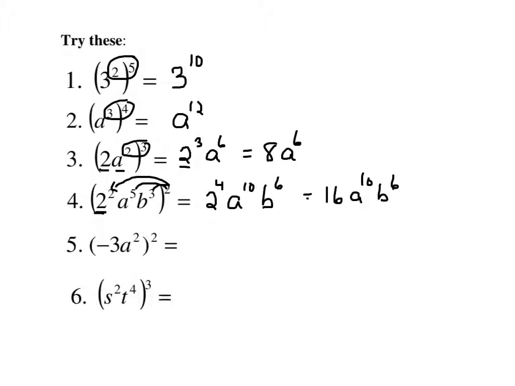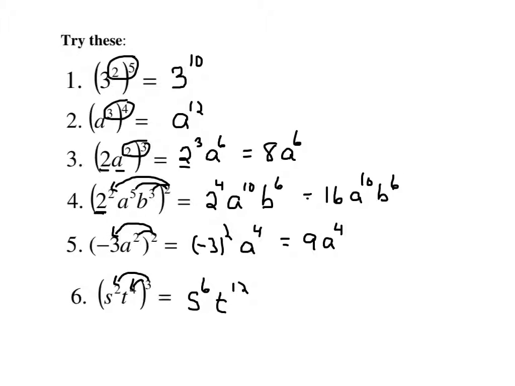Look at number 5. You need to write that down. So you'd get negative 3 squared. So I'm going to apply that exponent to the negative 3. And then I have a, I multiply the 2 times 2, and I get a to the 4th. So I simplify the coefficient. Negative 3 squared is 9, a to the 4th. And the last one, you're just going to multiply. So you'd get s to the 6th and t to the 12th. And those are your answers.